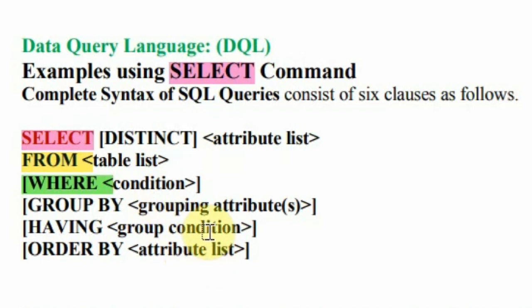If you want to apply a condition on the grouped tuples, then you will use the having clause. The where clause is applied on all the tuples, but if you want to apply the condition on the grouped tuples, then you will use the having clause. The having clause will come after the group by clause, if needed, but having cannot be independently there in a query without a group by. Next is order by. Order by will arrange the tuples in ascending or descending order.